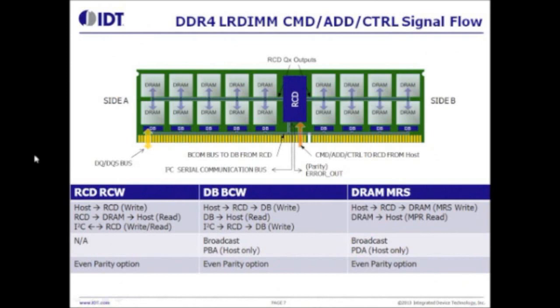Then finally, there are even parity options available to make sure that the signals flowing into the RCD from the host, as well as into the DRAMs and the data buffers, are valid data. And the difference here is that in DDR3 only the signals flowing from the host into the RCD had parity checking. There was no parity checking for the DRAMs.